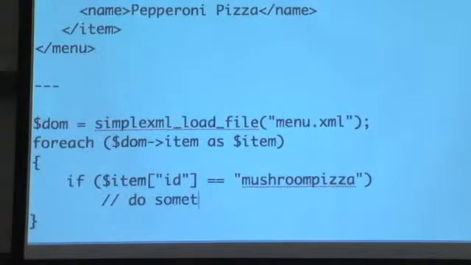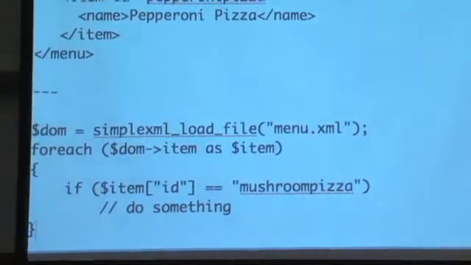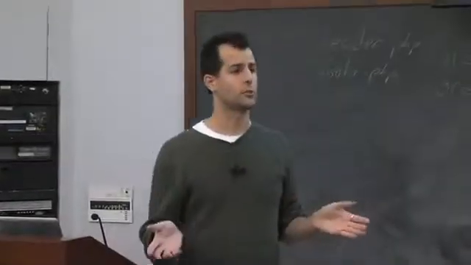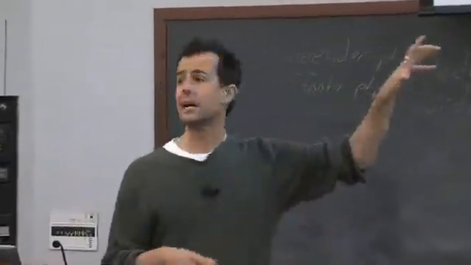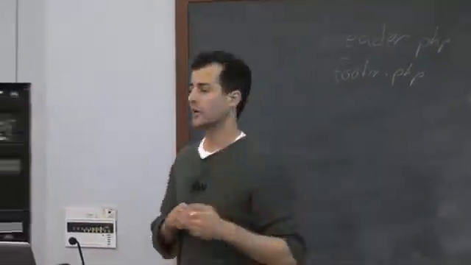Now, of course, I probably wouldn't be hard coding into my program the key mushroom pizza. Odds are this string here is stored in a variable that starts with a $ sign. But the point here is that I could absolutely find the mushroom pizza pretty easily just by exhaustively searching the file. Can I do better? Can I dive in and just grab the only element I care about? Well, you can using this language called XPath.